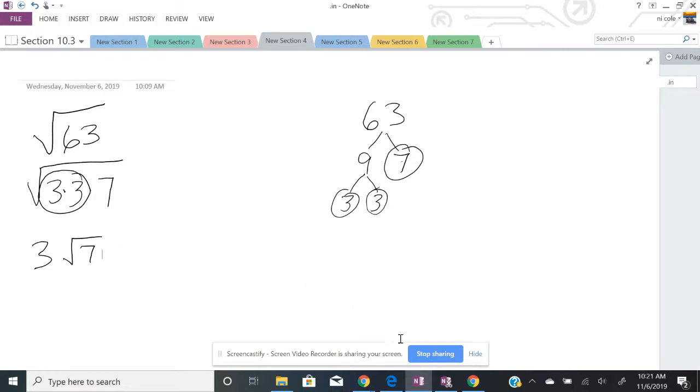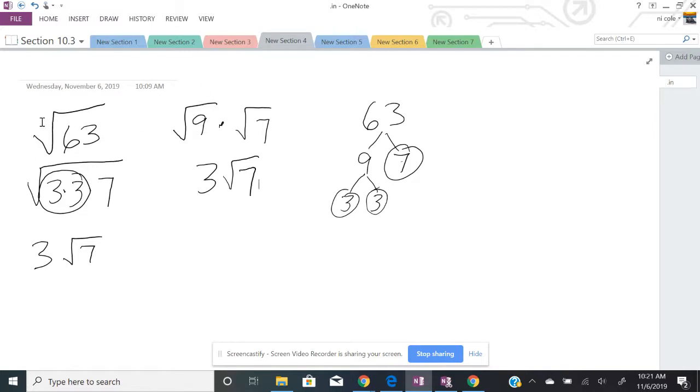The other way to look at this problem is determine what is my largest perfect square that goes into 63. So the square root of 9 times the square root of 7, I could rewrite it as that. Do I know what the square root of 9 is? Yes, that is 3. And I can't take the square root of 7. So that's left as 3 times the square root of 7.